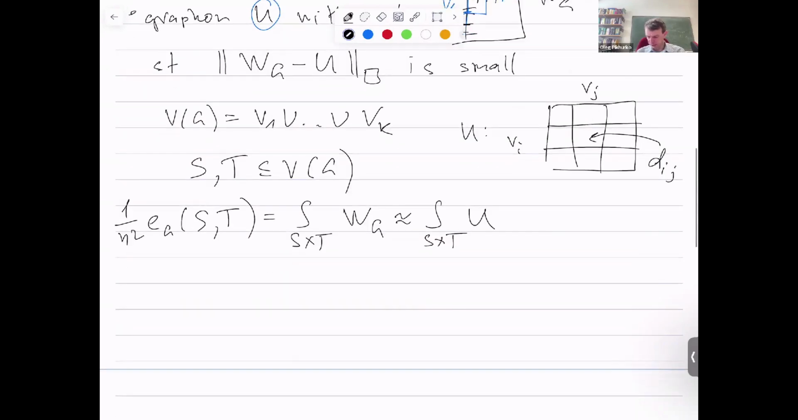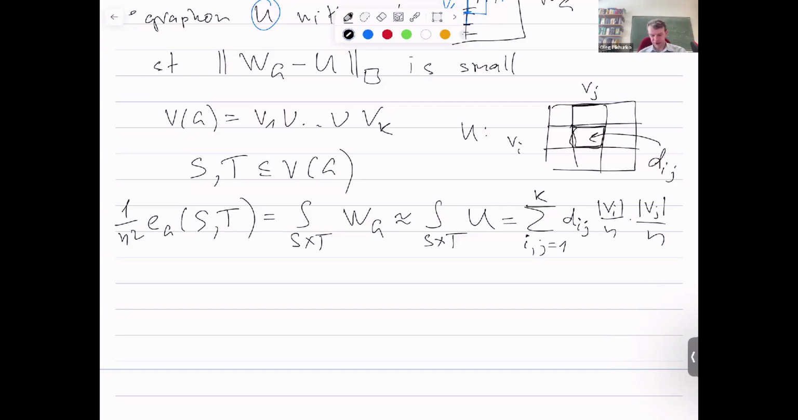Then what is this integral? Well, it will be just a sum over all ij, all possible ways to choose two parts. I have k parts. Then I integrate a function which is constant, dij. And then I just have to take the measure of this rectangle, which is just the product of measures of sides. So I take |vi| over n times |vj| over n.